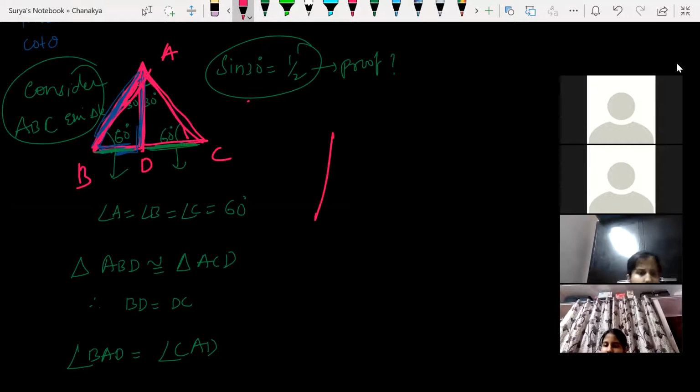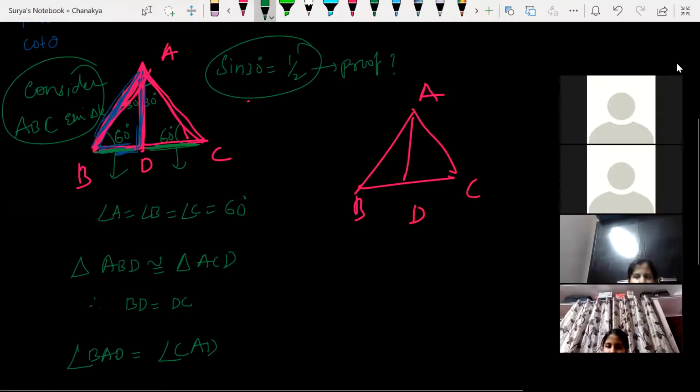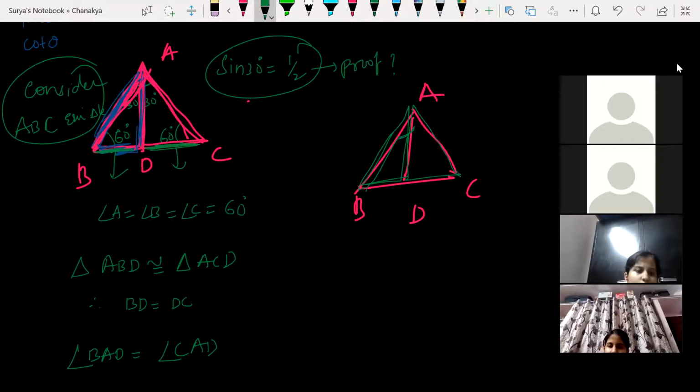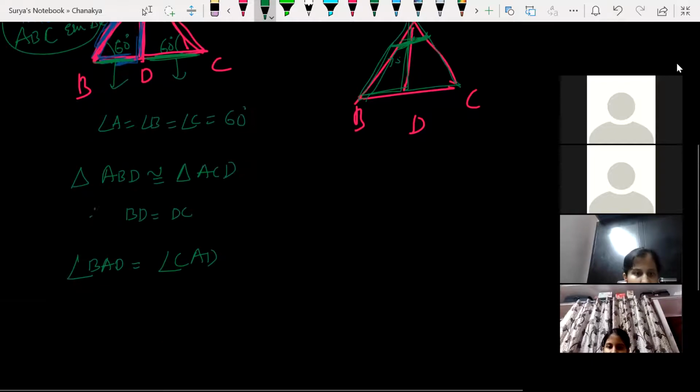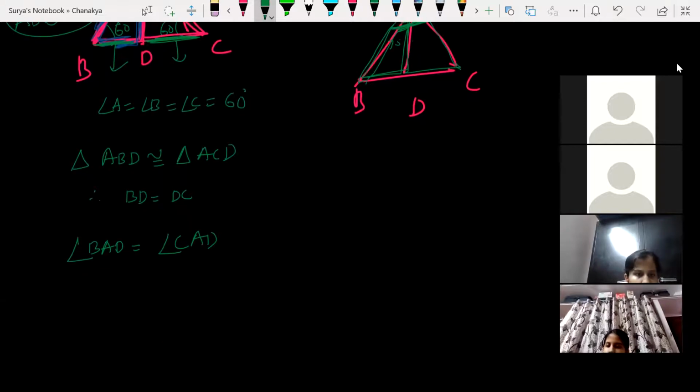Let me draw one more triangle, the same triangle. This is A, this is B, this is C, this is D. So I'm talking about angle BAD in this triangle. I'm saying that angle BAD is equal to angle CAD. Yes or no? Both are equal. Yes, this is 30, this is 30. Both are equal, 30, 30. Yes or no?